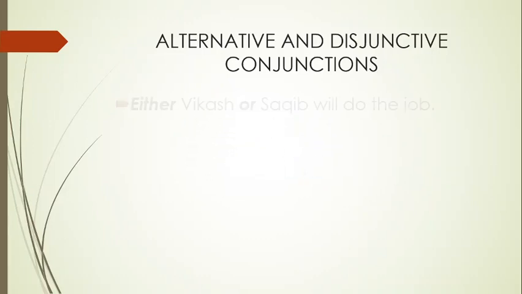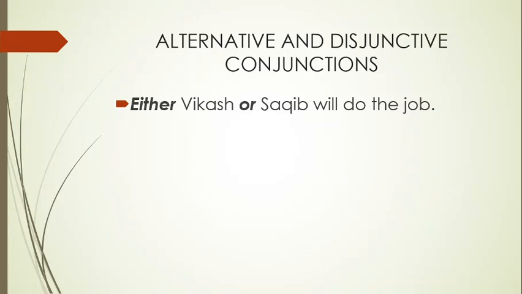For example, either Vikash or Sakib will do the job. So Vikash will do the job or Sakib will do the job. Any one of them will. You can call any one of them. You have got a faulty pipeline, your TV is not functioning properly, your mobile is not working, any problem, you can call either Vikash or Sakib. They are both equally good and any of them can do the job for you. So you are provided with alternatives.